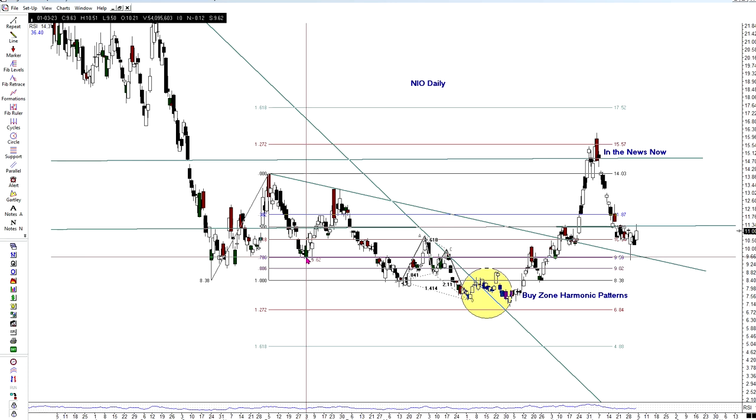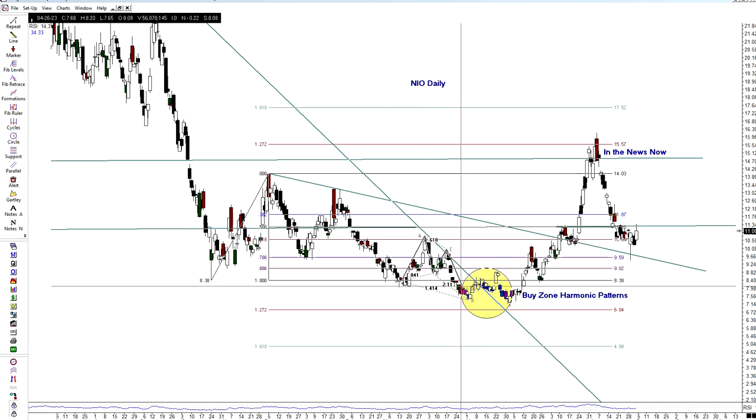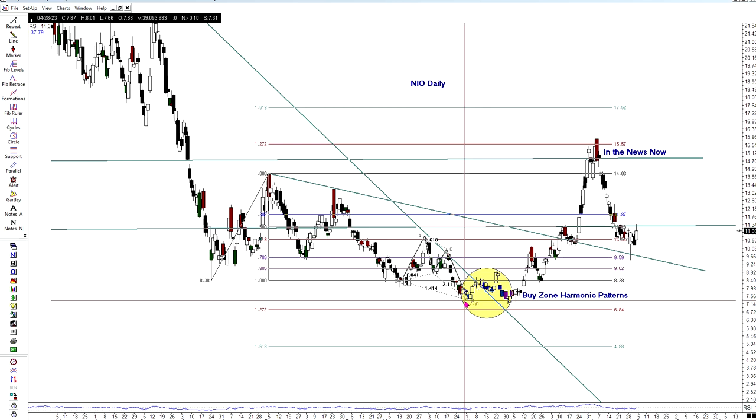So let's look at a couple current examples of what we've talked about today. And I want to really illustrate something with these patterns. I've been talking about the low risk reward. So let's take a look at that. And also, you have to take into account when you're using especially butterfly patterns, what the sentiment is around you.